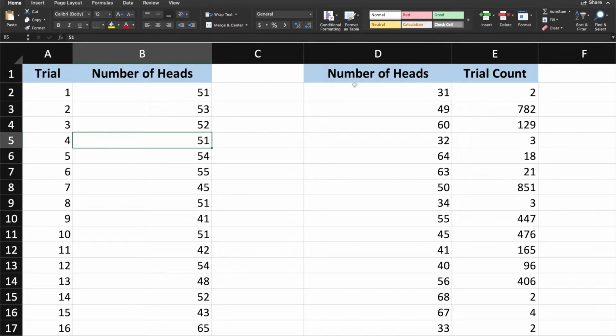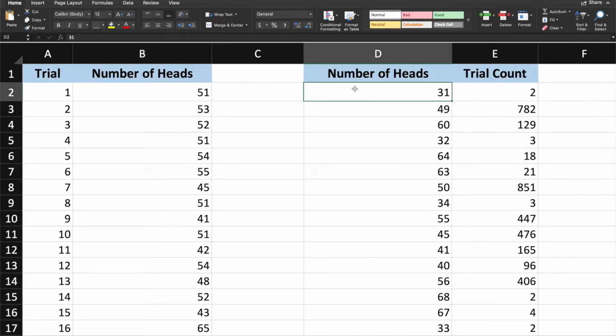Now over here, in these columns, I've basically transformed this data to help me better plot it onto a graph. So basically the way you read this table is the number of trials that gave 31 heads was 2. There were only 2 trials out of the 1,000 we did where the number of heads that came up was 31. And this should hopefully be a little bit intuitive because when you think about it, flipping a coin has a 50-50 outcome. So in theory, you should get 50 heads and 50 tails.